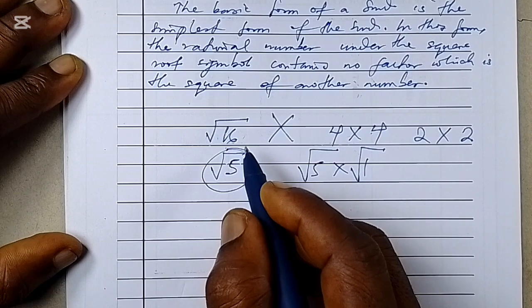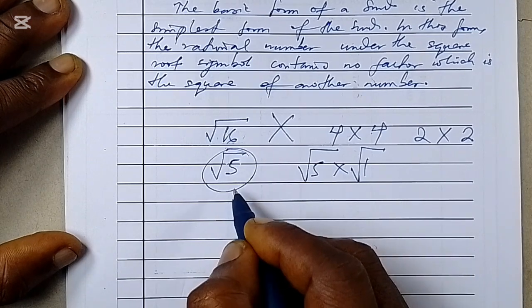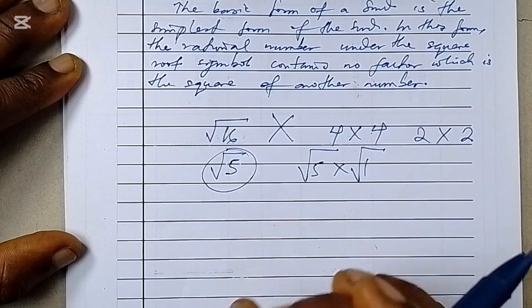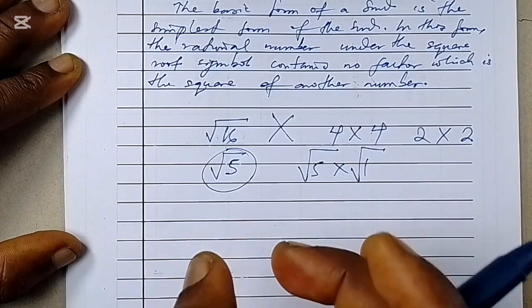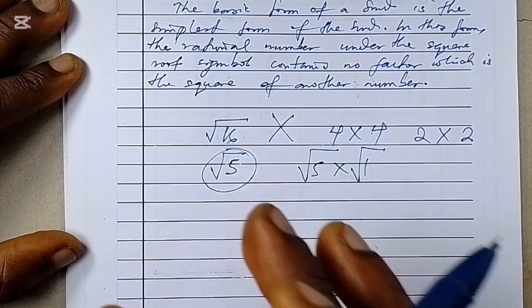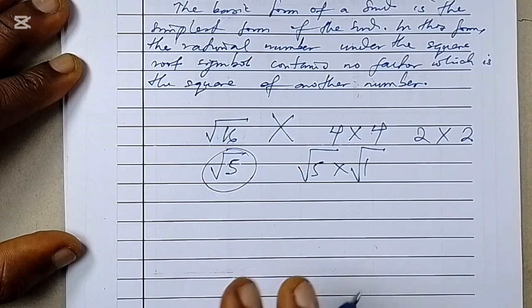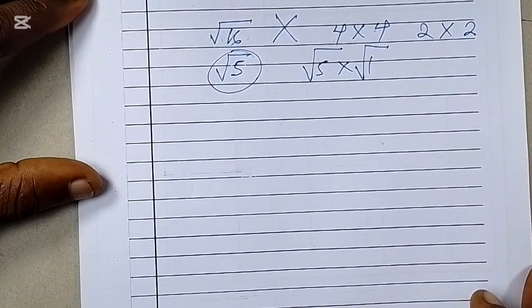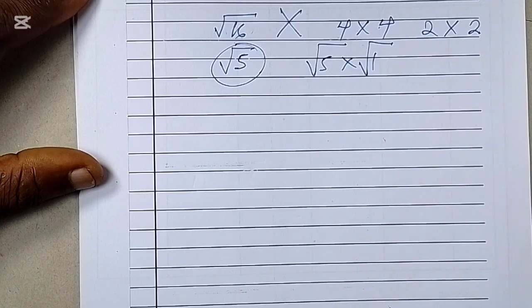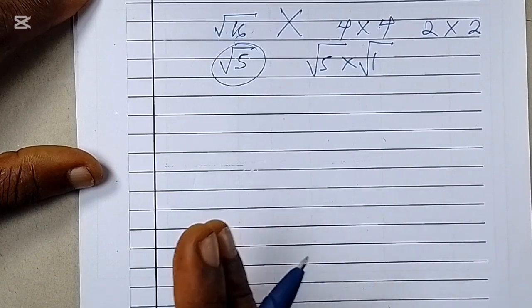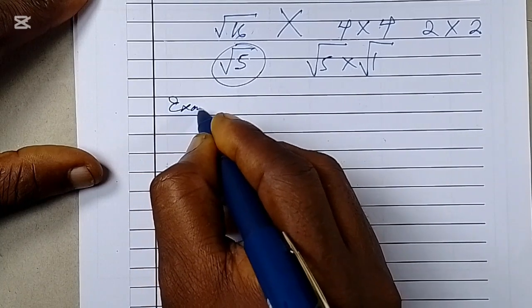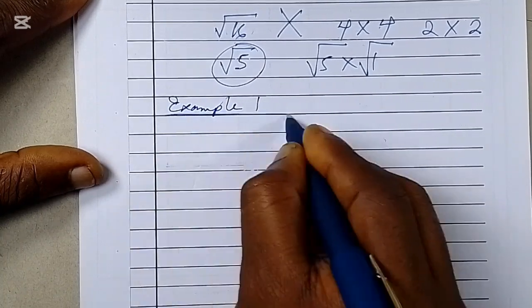It means that in the basic form of a surd, you cannot decompose the number under the square root into a product of two factors such that one is the square of another number. So that is what we call the basic form of a surd. Now I will show you how to put certain surds in their basic form. If you are given a surd that is not in its basic form, it is actually simple to put the surd in its basic form. So what I'm going to do is, let's call it example 1.